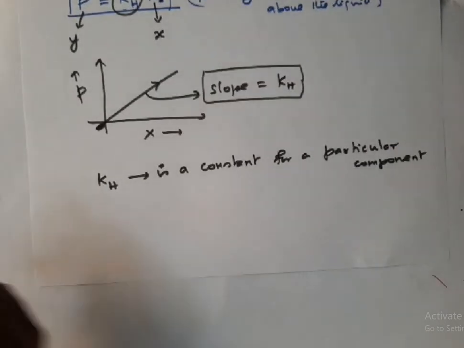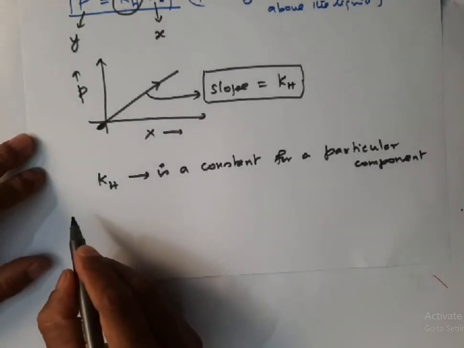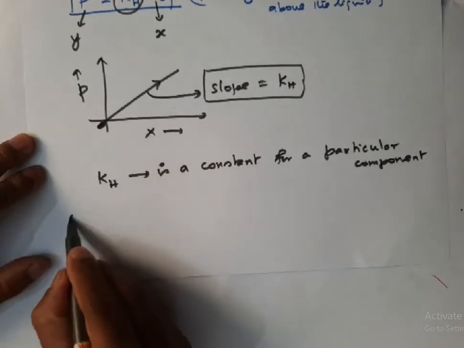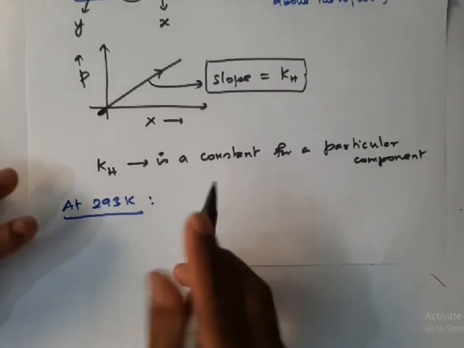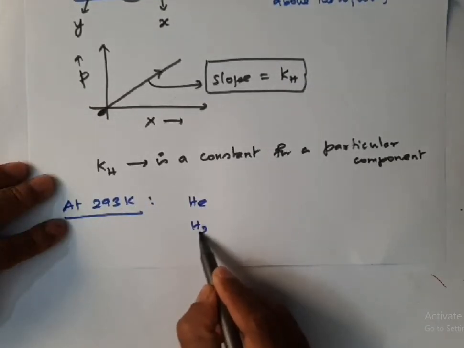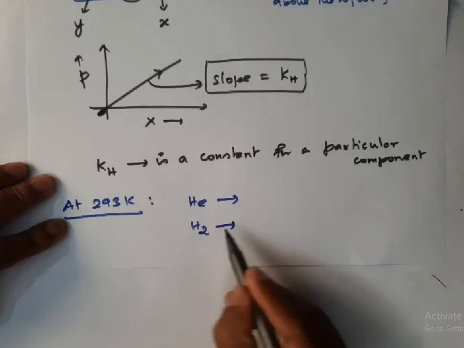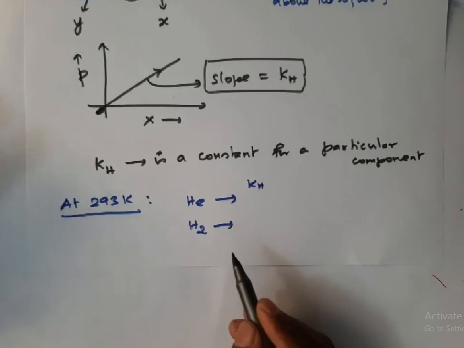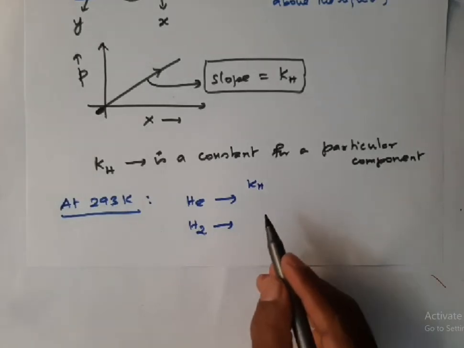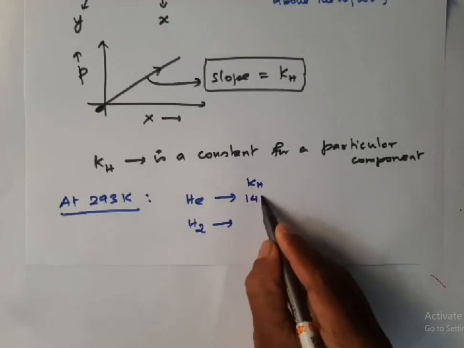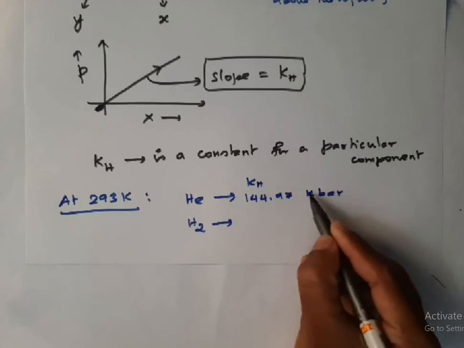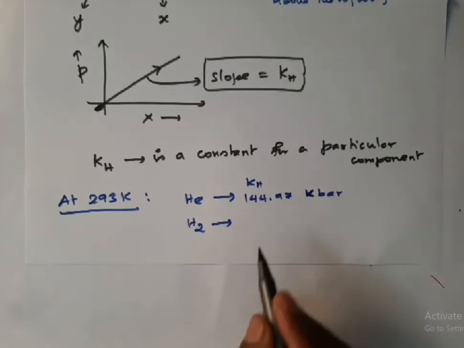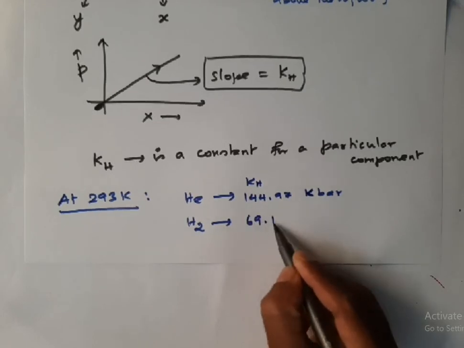For example, I'll give you values of Henry's law constant at a temperature of 293 Kelvin. I'll give a few examples. Observe carefully, students. I'm going to give only two gases. Plenty of examples are available in your book. For helium and hydrogen, Henry's law constants are given at the same temperature, 293 Kelvin. For helium, the value is 144.97 kilobar. The value is given in kilobar. For hydrogen, the value is 69.16 kilobar.